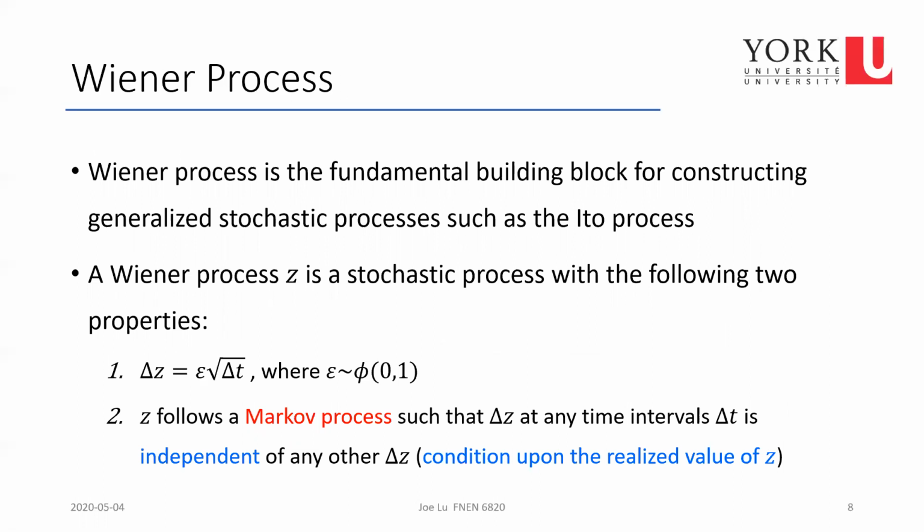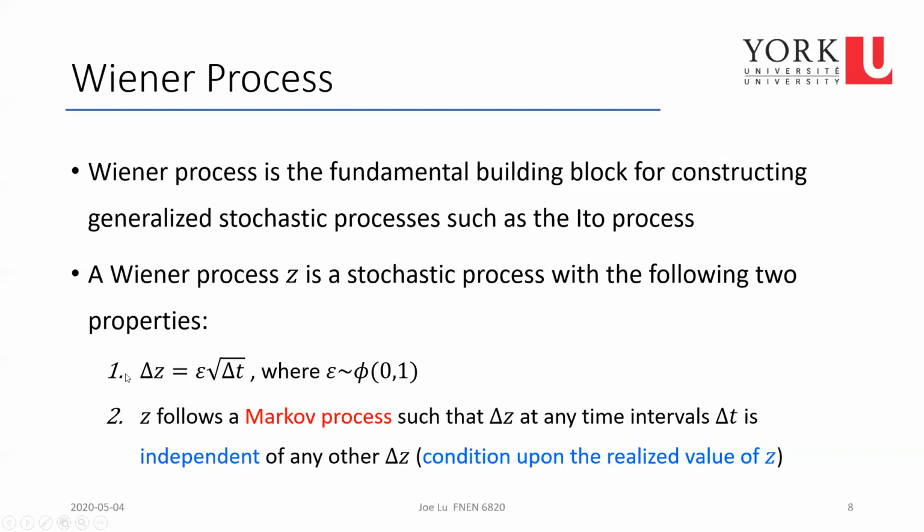Now, let's move on and talk about something called a Wiener process. A Wiener process is a stochastic process. It has a Markov property, and it forms the building block for something more complicated, a process that we're going to utilize very often, called the Ito process. Now, a Wiener process, Z, is a stochastic process with the following two properties.